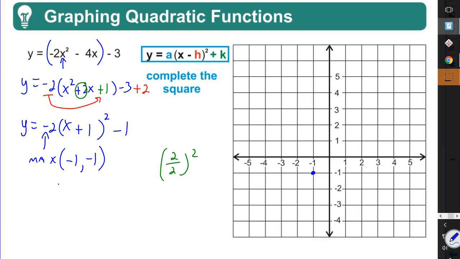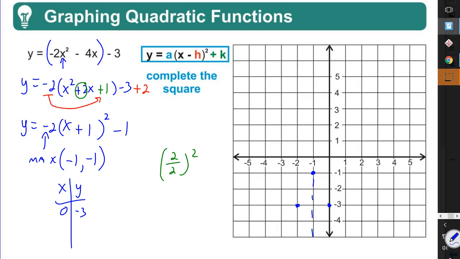I'm going to do an XY chart. I know my line of symmetry is right down here. I'll do an x value. I'm already at -1, so I'm going to go 0. So I'm putting in 0 for that x. 0 plus 1 is 1. 1 squared is 1. -2 times 1 is -2. A -2 and a -1 is a -3. I have a point at (0, -3). And I have another point on the other side of the line of symmetry at (2, -3).